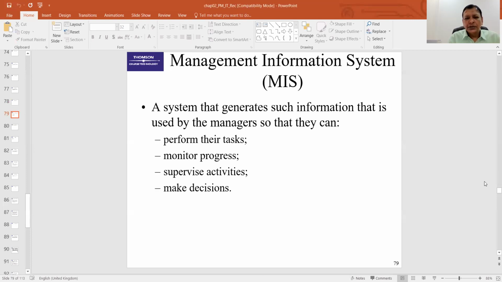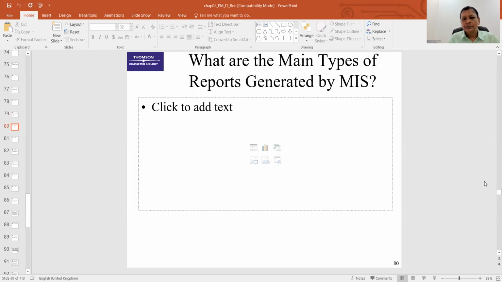There are several examples of management information system, MIS: inventory system, attendance system, then daily production, assignment of tasks, project supervision, office information system. They all are under the management information system.